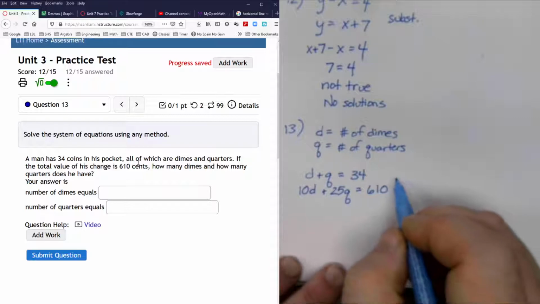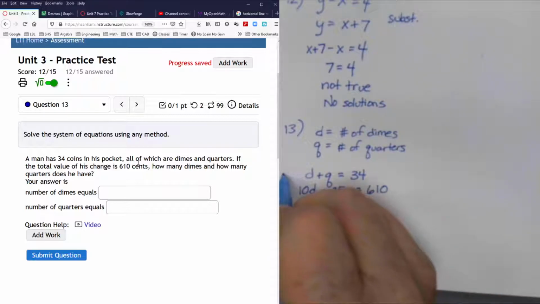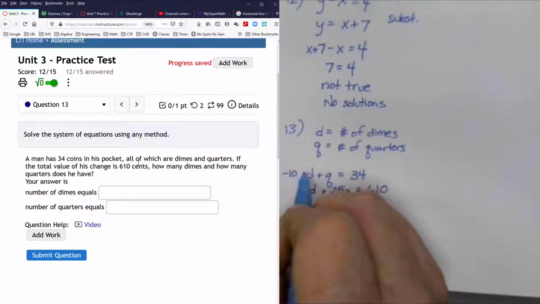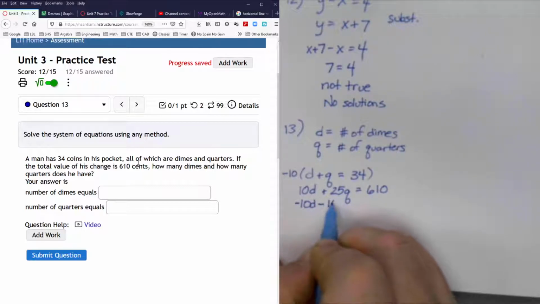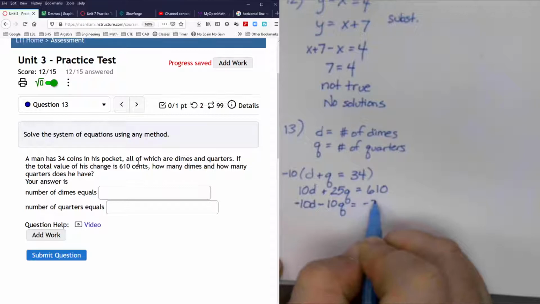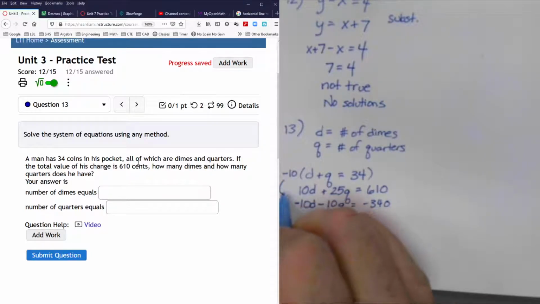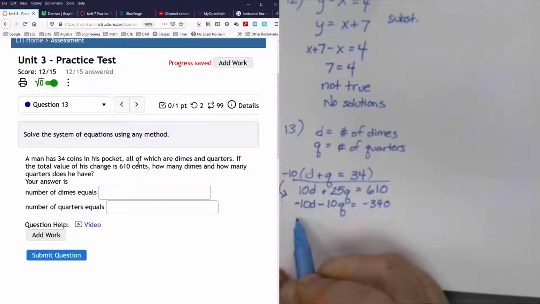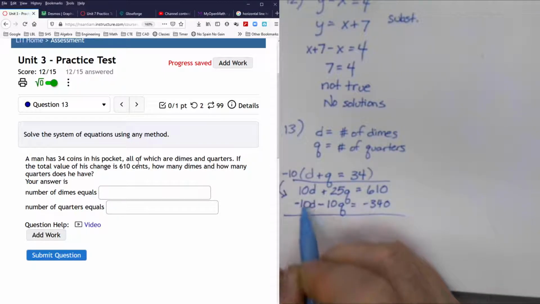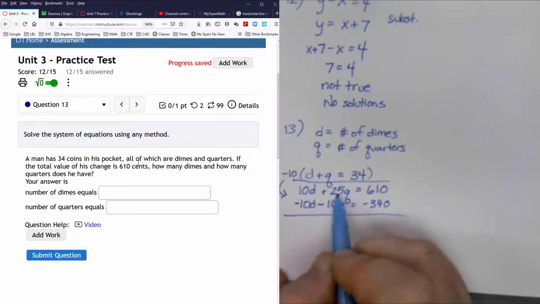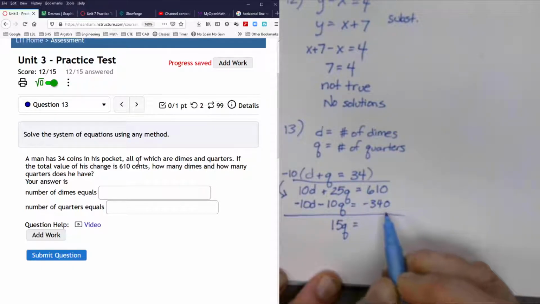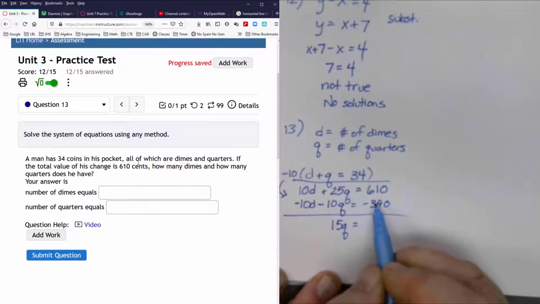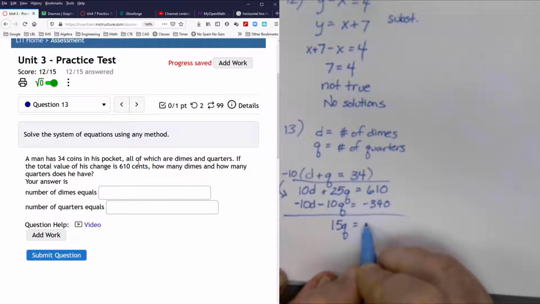I'm just going to go ahead and multiply this top equation by -10. And so if I rewrite this down below here, this becomes -10D minus 10Q is equal to -340. Okay, so I'm going to write that down there. Now, if I combine these two equations together, the dimes part goes away. 25 minus 10 gives me 15. And 340 minus 610 is going to be 270.